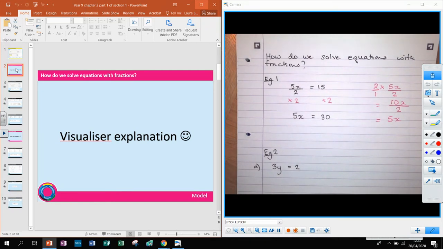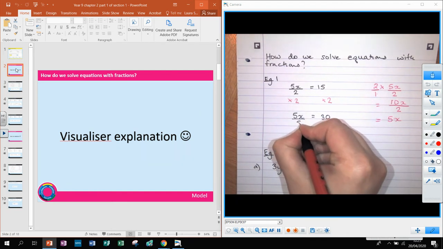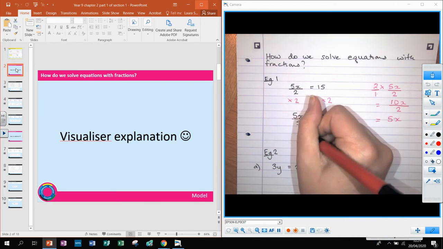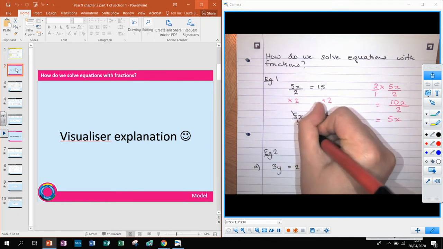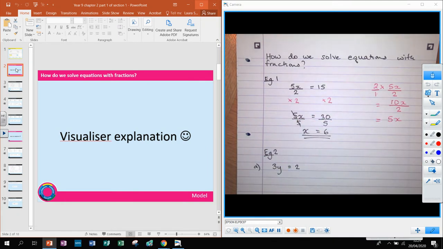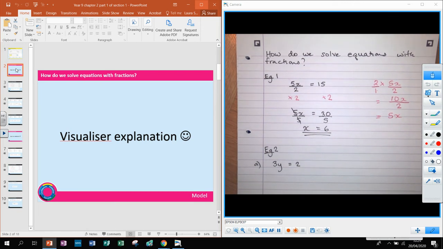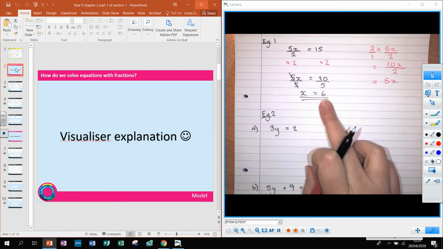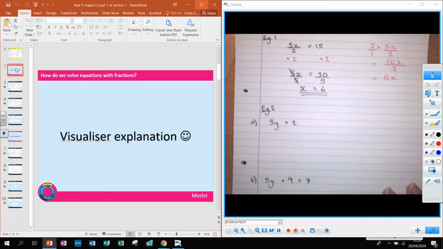Okay, so we've got 5x equals 30. We're now going to divide by 5, which is the opposite of multiplication, and that is going to cancel out and give us x is equal to 6, because 30 divided by 5 is 6. Okay, now, that gave us a whole value or a whole number as our answer.